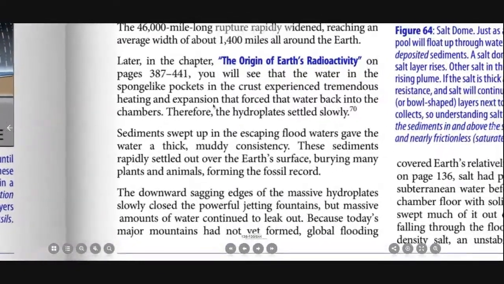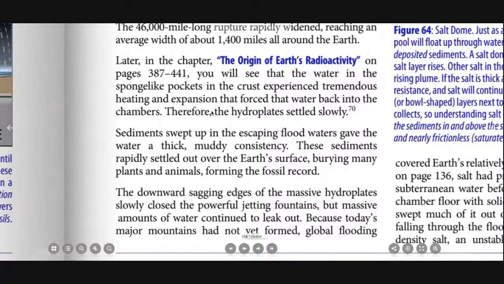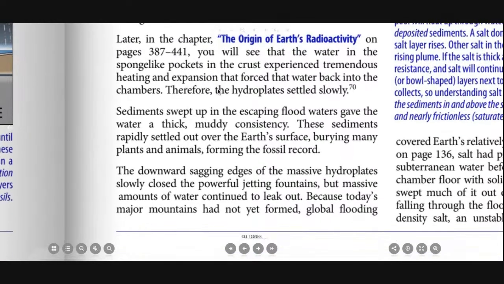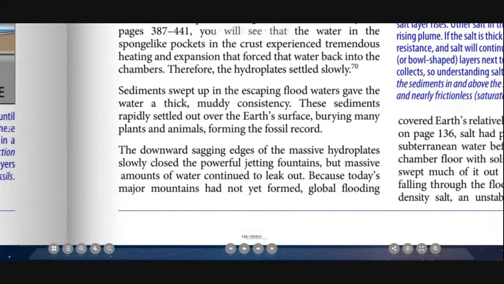Okay, moving on. Later in the chapter, The Origin of Earth's Radioactivity, on pages 387 to 441, you will see that the water in the sponge-like pockets in the crust experienced tremendous heating and expansion that forced that water back into the chambers. Therefore, the hydroplates settled slowly. Sediments swept up in the escaping floodwaters gave the water a thick, muddy consistency. These sediments rapidly settled out over the Earth's surface, burying many plants and animals, forming the fossil record.